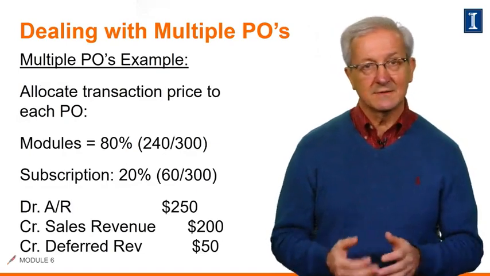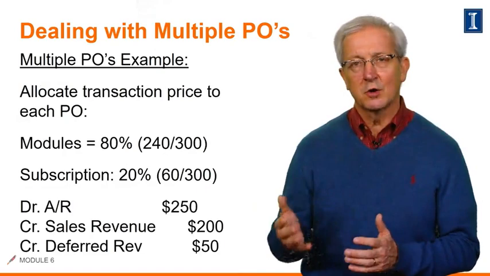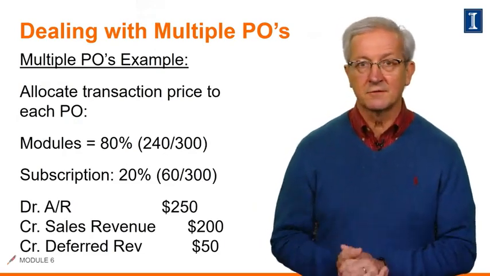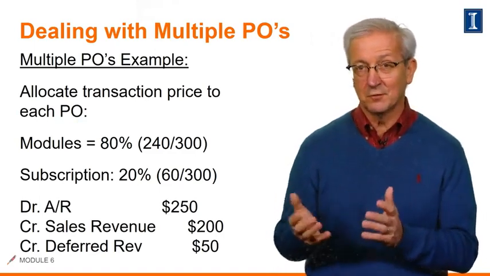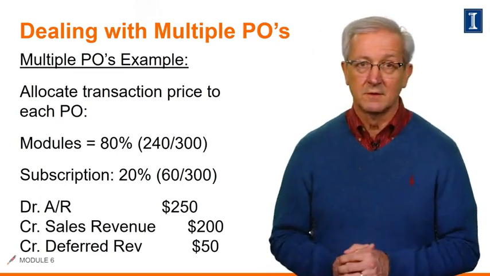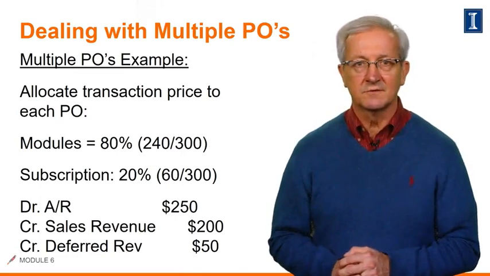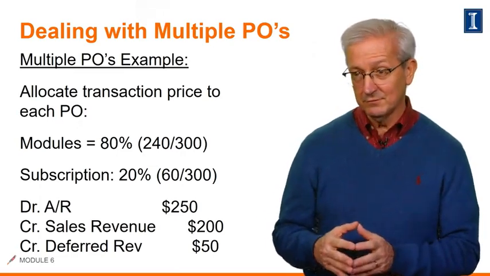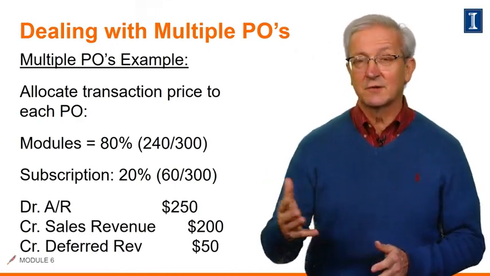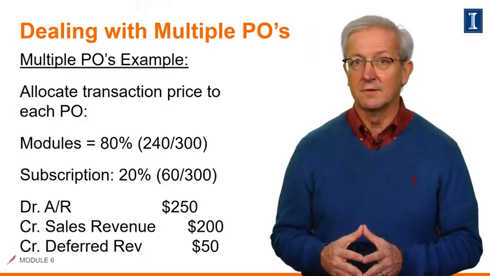Step 4 is to allocate the transaction price to each of those performance obligations based on what their current standalone selling prices are. Keep in mind the gaming modules were $240, which represented 80% of our total, and the subscription was $60, which is 20% of our total. Thus, our entry here would be a debit to cash or receivables for $250,000, a credit to sales revenue in our income statement for $200,000, which is 80% of the value, and then a credit to deferred or unearned revenue for the remaining $50,000, which is 20% of that total value.